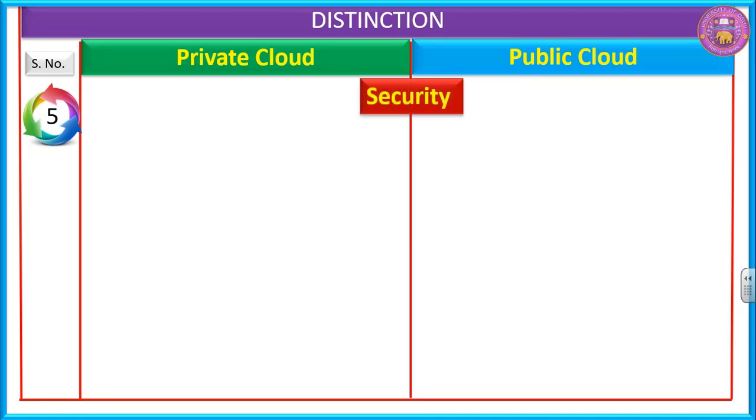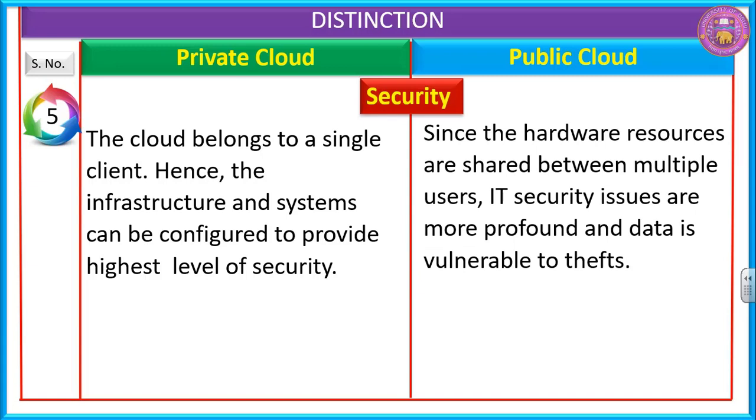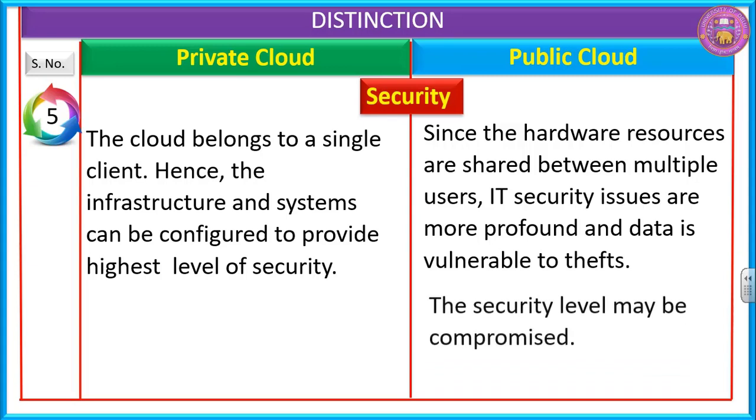Fifth, on the basis of security, the private cloud belongs to a single client. Hence, the infrastructure and systems can be configured to provide the highest level of security. But in the case of public cloud, since the hardware resources are shared between multiple users, IT security issues are more profound and data is vulnerable to thefts. The security level in case of public cloud may be compromised.